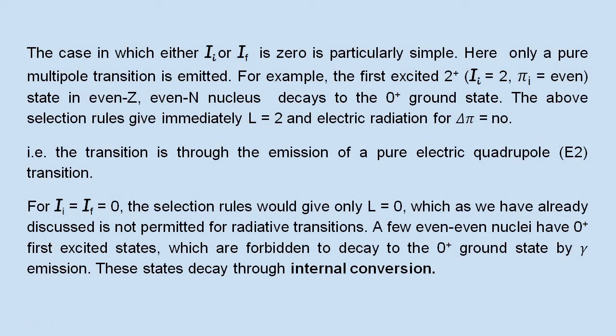For even Z, even N nuclei, the nuclear angular momentum or nuclear spin is normally taken as 0. That means the spin you get is due to unpaired nucleons. That concept we already know. For example, if you have oxygen-16, you have 8 protons and 8 neutrons, so the resultant spin is 0.